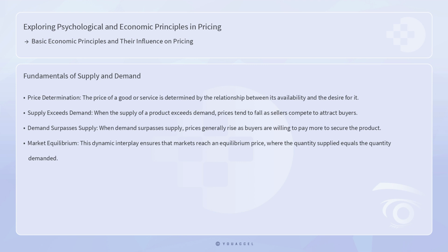At the heart of economic theory lies the law of supply and demand, which asserts that the price of a good or service is determined by the relationship between its availability and the desire for it. When the supply of a product exceeds demand, prices tend to fall as sellers compete to attract buyers. Conversely, when demand surpasses supply, prices generally rise, as buyers are willing to pay more to secure the product. This dynamic interplay ensures that markets reach an equilibrium price, where the quantity supplied equals the quantity demanded.